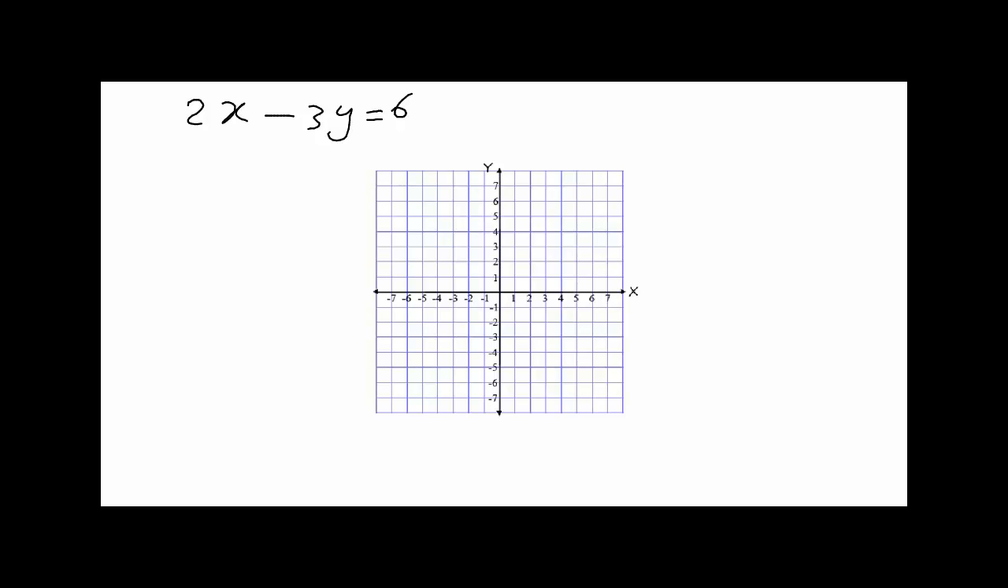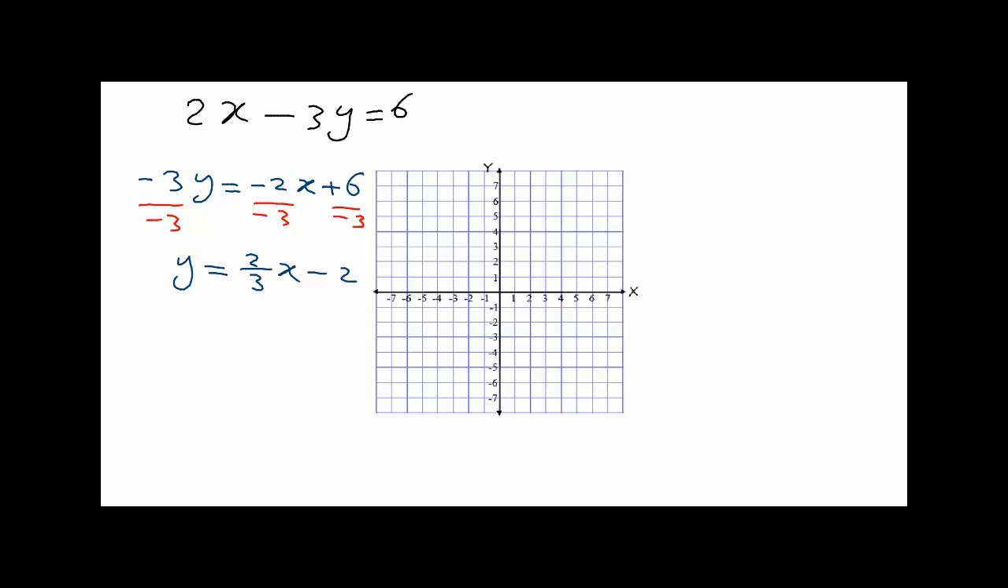2x minus 3y equals 6. This is a linear equation. So we will start solving it for y to make substitution in x easier for us. So negative 3y equals negative 2x plus 6. Then we will divide all terms by negative 3. We should have y equals 2 over 3 x minus 2.